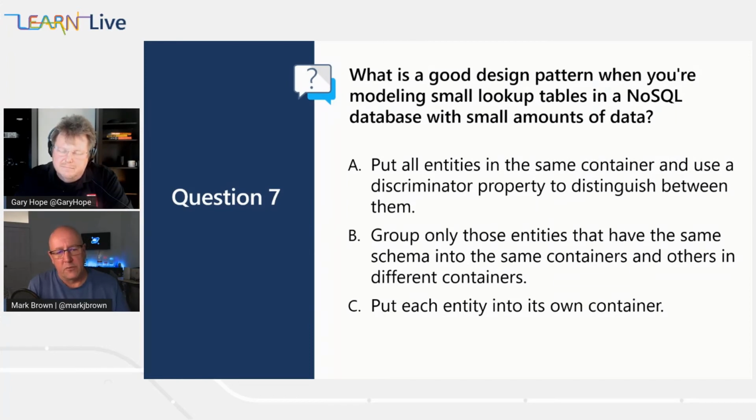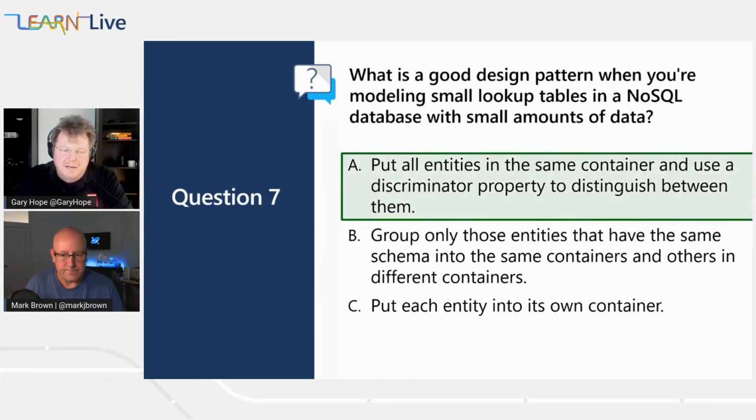Option B, we could group only those entities that have the same schema into the same containers and others into different containers. That also doesn't sound right to me, Gary, because Cosmos DB is schema agnostic. The only thing that matters is that they have the same partition key. So I think the answer is going to be A, which is put all entities in the same container and then use the discriminator property, which is the partition key, by the way, to distinguish between them. Yep. There we go. Option A.